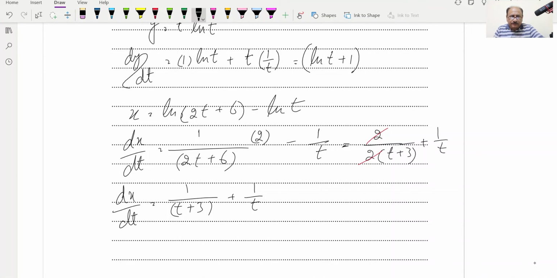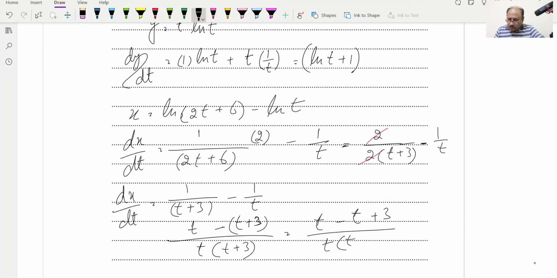Now we can basically take LCM on both sides. So taking LCM will be t into t plus 3, and this side will be t, and plus, why are we taking plus? This is a mistake, this should be minus over here because this is minus and we have taken plus, so this should be minus. Now this is t, and this side will be t plus 3 over here, and if we open the bracket, it will be t minus t plus 3 over t into t plus 3, and these two will be cancelled, and our final value will be 3 over t into t plus 3. This will be the dx by dt value.